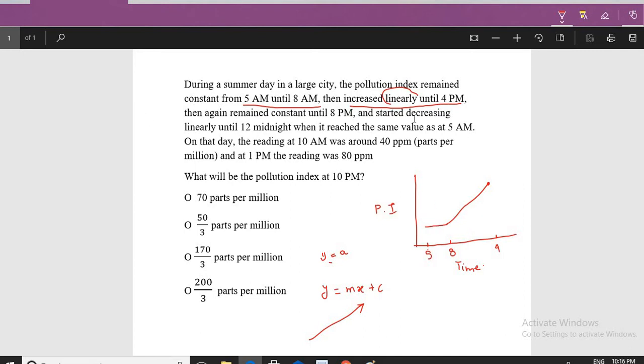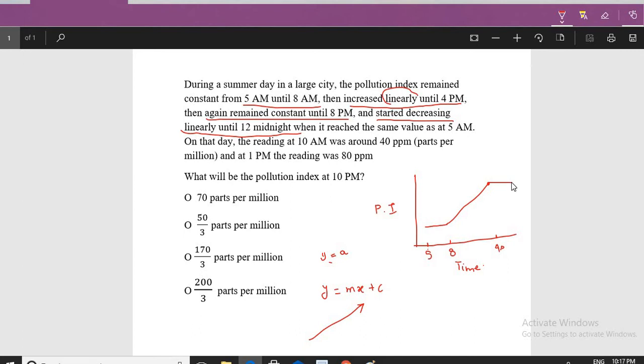Now, it again remained constant until 8 pm. So when it reaches 4 pm, it again becomes constant, so again a straight line which will be parallel to the x-axis. And then it started decreasing linearly until 12 midnight.